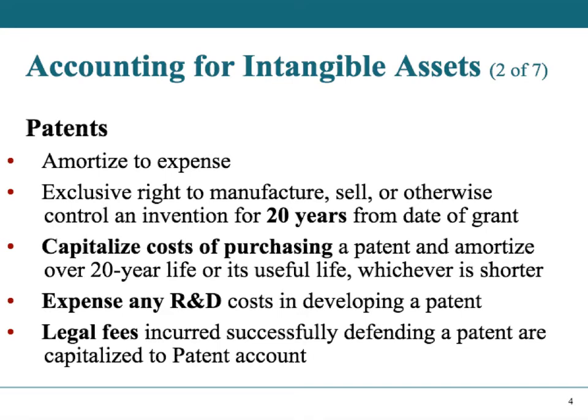Okay, so here's your patent. You will amortize a patent because it is an exclusive right to manufacture, sell, or otherwise control an invention. And it has a 20-year useful life from the date of the grant, right? Sometimes if a patent is sold, for example, I had a patent for 5 years and I was the inventor, then when I sell it, the patent will only have a 15-year remaining useful life. So I had it for 5, the next person for 15, overall is 20. That's why it says 20-year life or useful life, whichever is shorter.